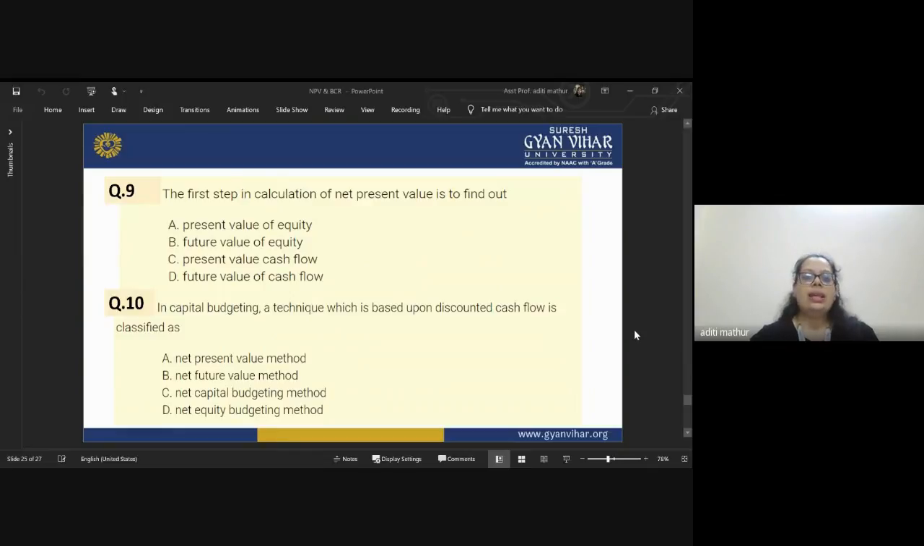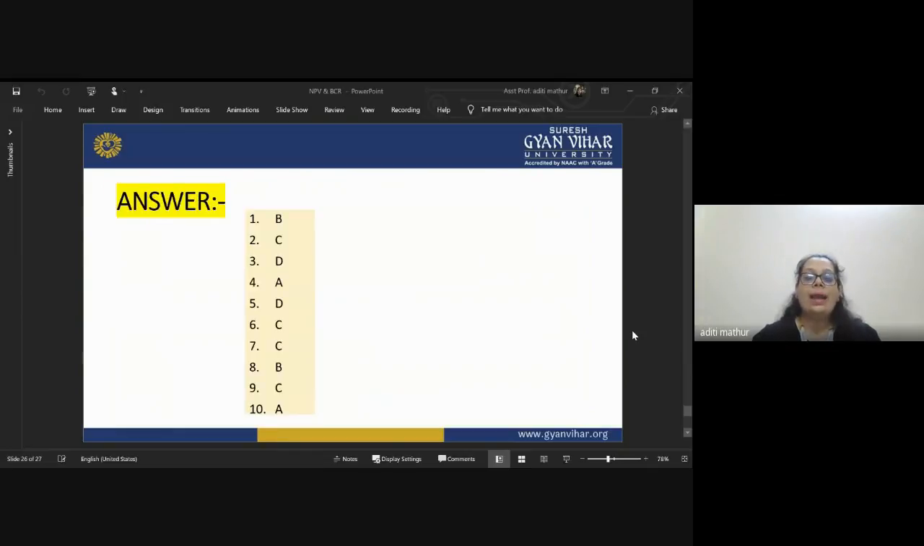So now let's check the answers and evaluate ourselves on how much we have scored out of 10. In question number 1, the correct option is option B. Question number 2, correct option is option C. Question 3, answer is D. Question 4, answer is A. Question 5, answer is D. Question 6 and 7, option is C. Question 8, the correct answer is option B. Question 9, the correct answer is option C. And in question number 10, the correct option is option A.